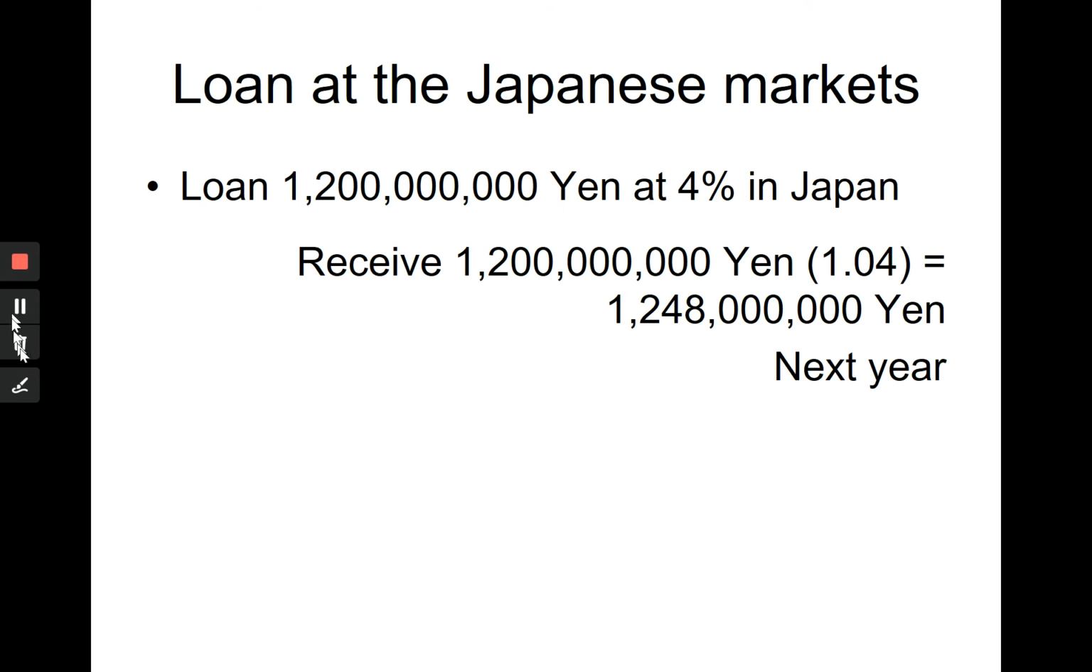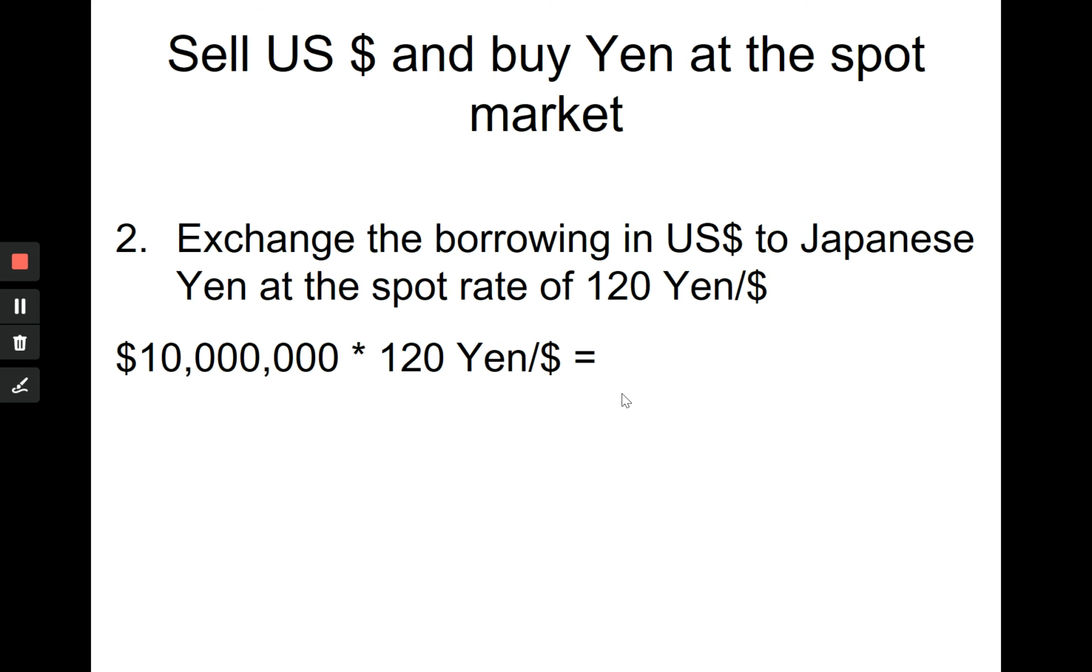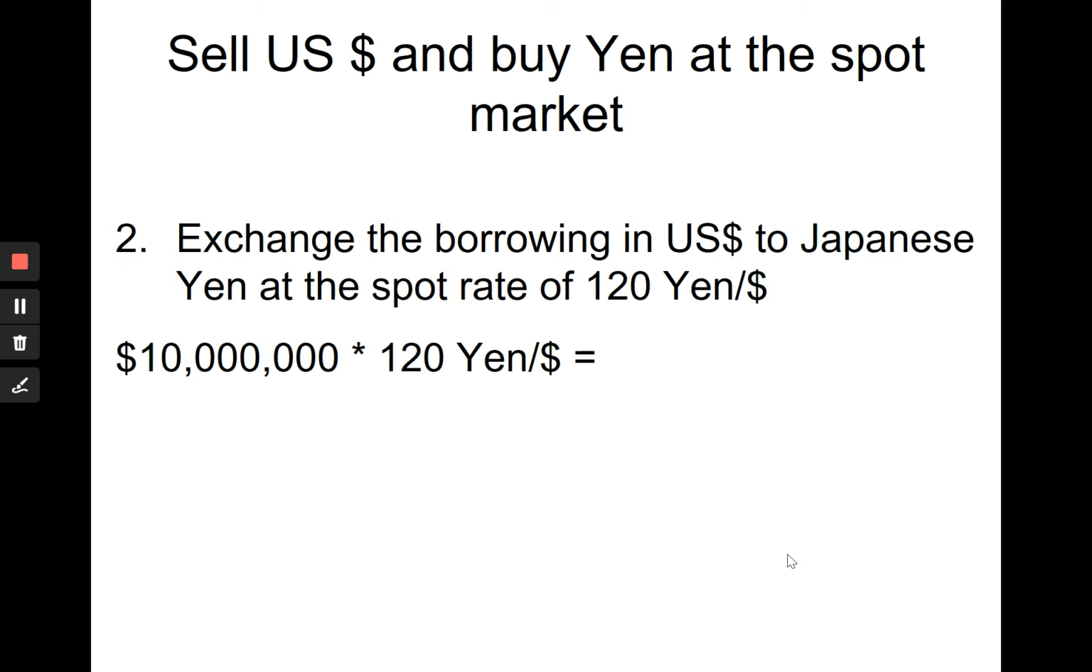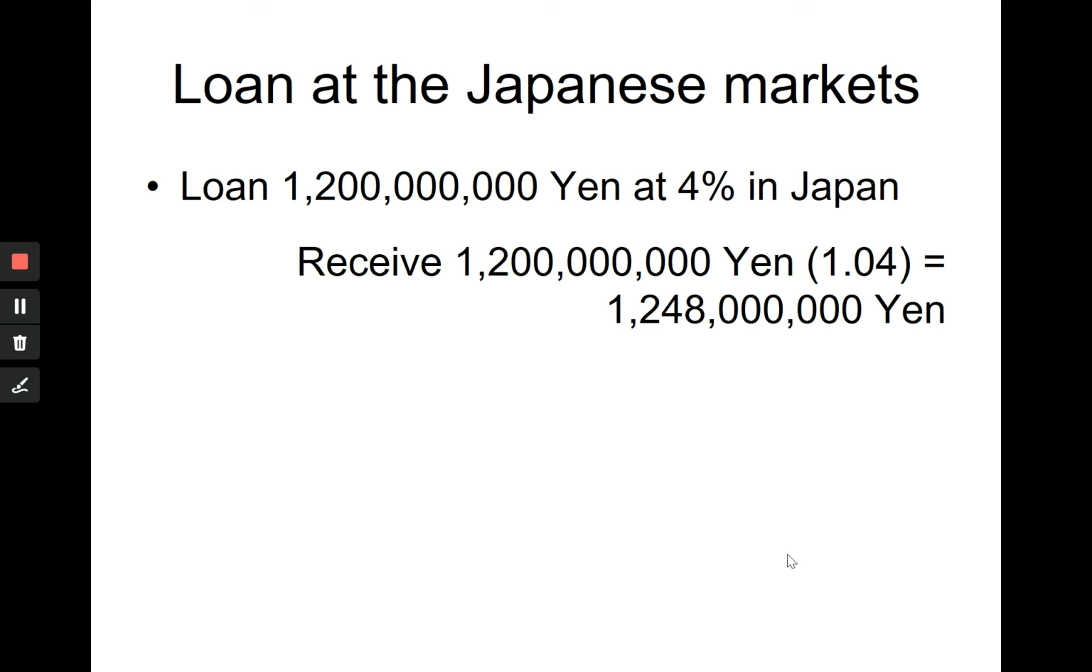All right, let's backtrack and look at our story. We started this discussion with borrowing money, so next period we have to pay it, and that's 10,800,000 that we have as an obligation to American banks. We took all our money and took it to Japan and loaned it, so right now we have no money. But next period, Japanese would give us 1,248,000,000 yen.